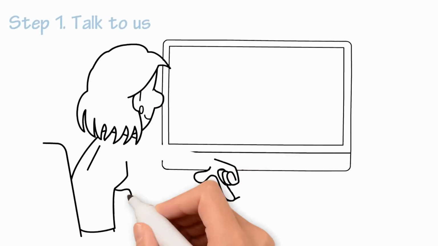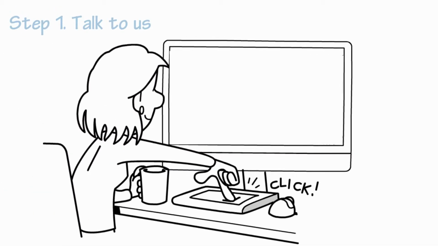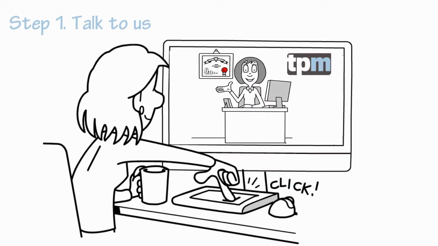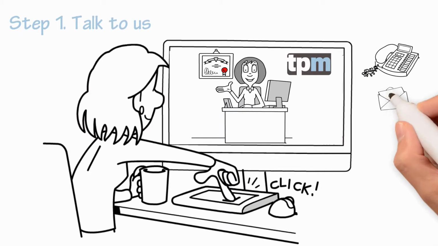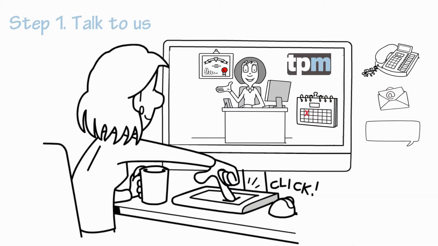Step 1. Talk to us. Look at our apprenticeship vacancy page and see if there's something of interest. Then get in touch. We've got experts waiting to speak to you. Call, email, or chat to us online. We'll arrange a date for you to come in and meet us.